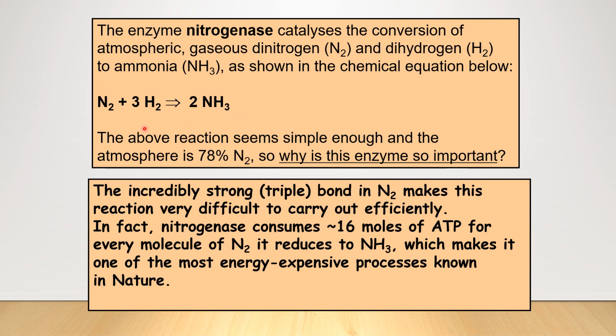Okay. So the above reaction seems very simple, and can the entire atmospheric nitrogen be easily converted into ammonia? So why is the study of this particular enzyme more important? You can see here that the two atoms of nitrogen are linked by a triple bond. And breaking this triple bond becomes very, very difficult, and nitrogenase, we have seen, consumes 16 moles of ATP for every molecule of nitrogen, and only then is it reduced to ammonia. So this is a very energy expensive process in nature. So that's why all the nitrogen you cannot expect to be converted into ammonia just like that.